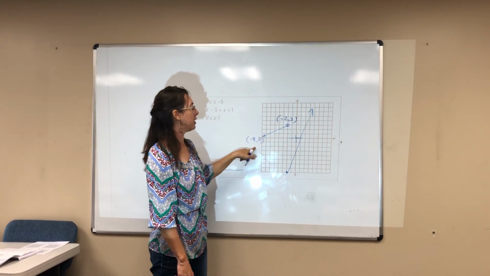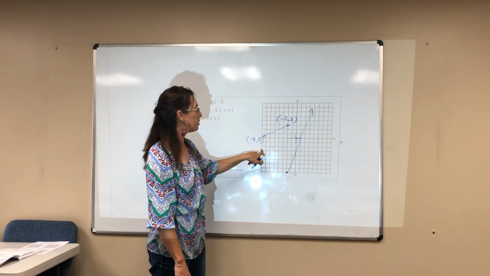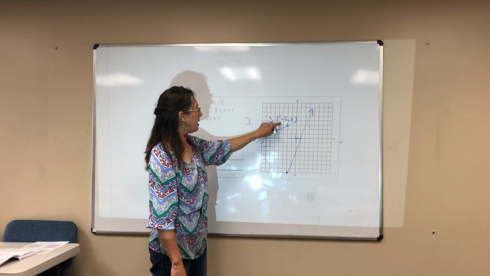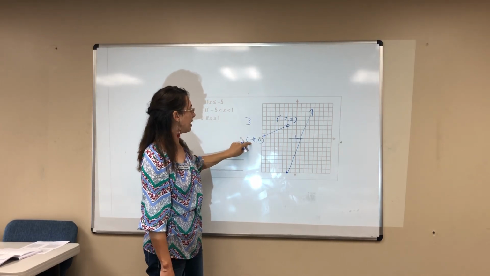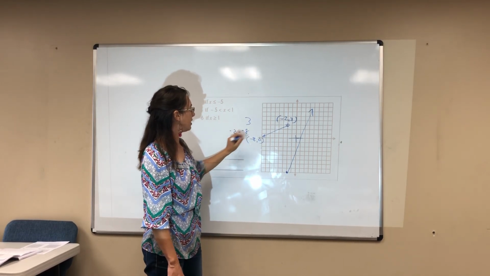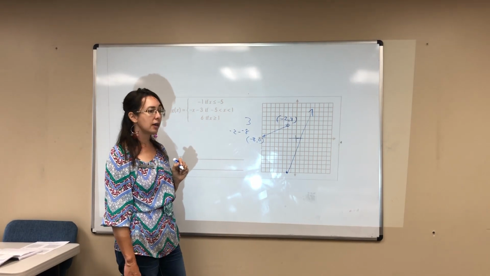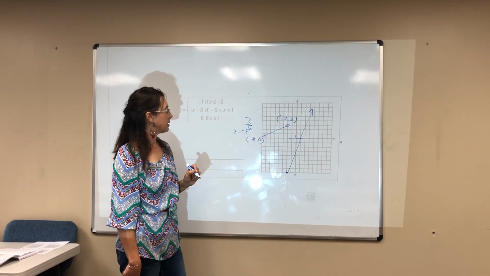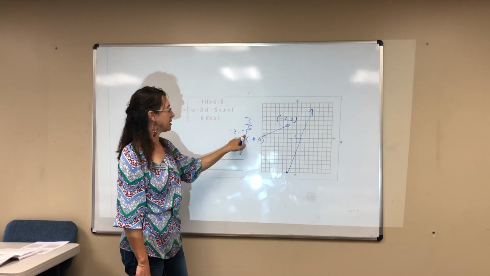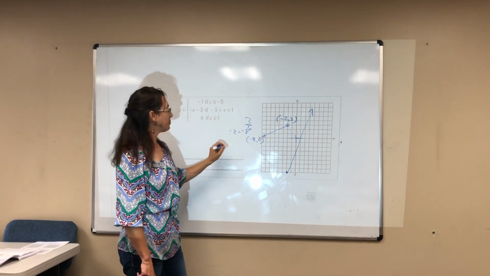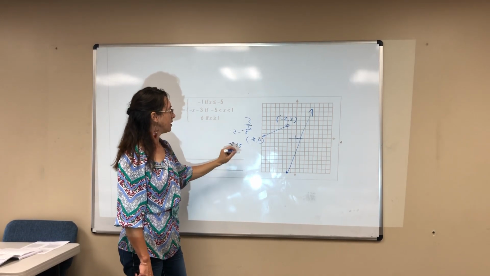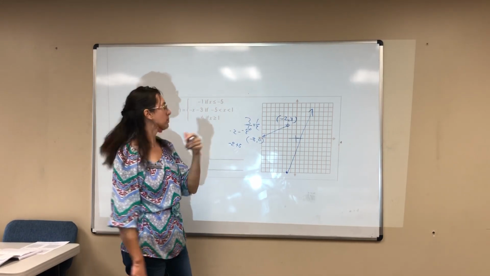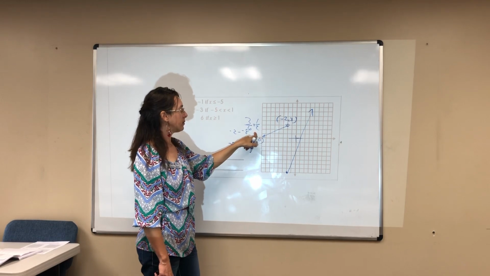Now we can do it either way, right? We do 3 minus 0, which gives us 3. -2 minus -8 is the same as -2 plus 8, which gives us 6, because it's the same as 8 minus 2. So we have a slope of 1/2. Does it look like it's about 1/2? It's pretty shallow, right?